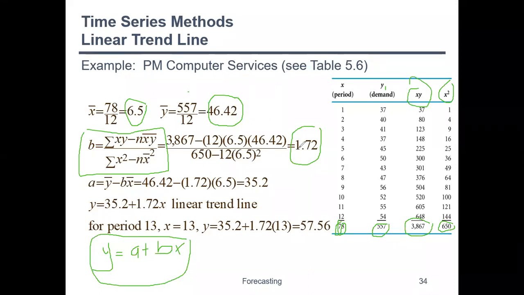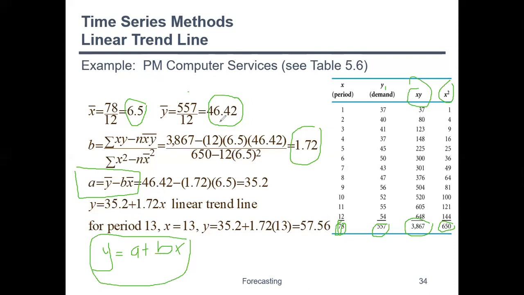Our B becomes 1.67. So now let's try to find the A. We know our B here. The A is given as this formula: y bar minus b x bar. So without knowing the value of B, we'll never be able to know the value of A.